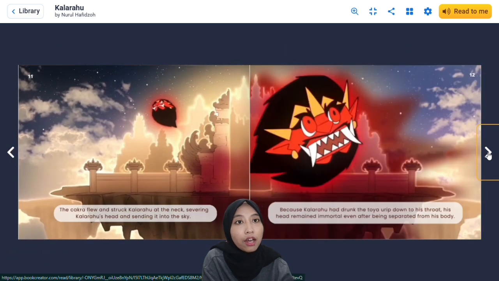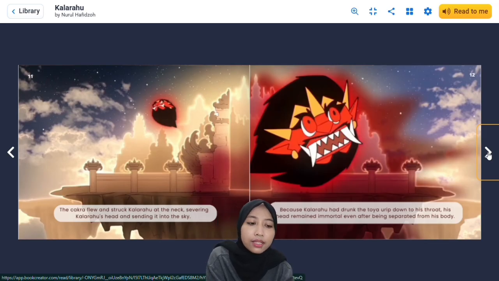So, the chakra flew and struck Kalarahu at the neck, severing Kalarahu's head and sending it into the sky. Because Kalarahu had drunk the Toya Urip down to his throat, his head remained immortal even after being separated from his body.